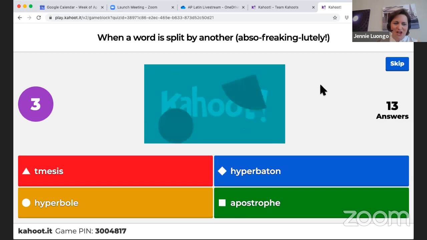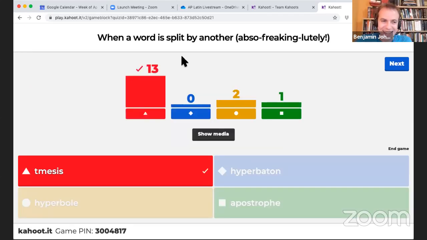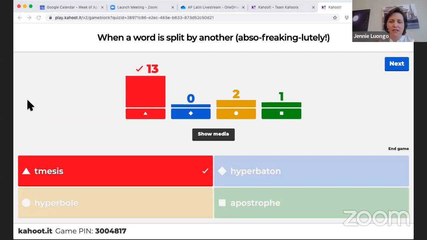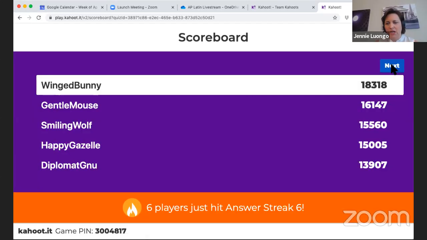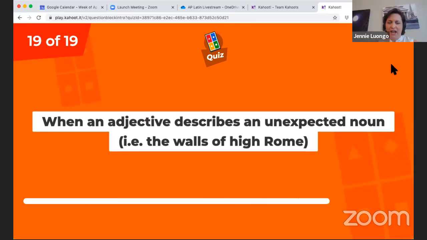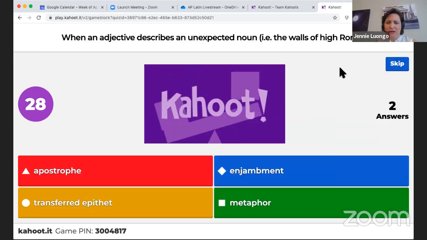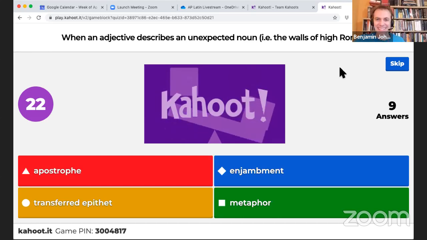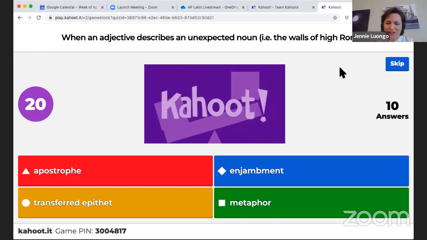All right, we're almost there. So which one is this? Okay, so it's tmesis when you split a word, which is Greek for cutting, right? Okay, last one. When an adjective describes an unexpected noun, as in the walls of high Rome. Is it apostrophe, transferred epithet, enjambment, or metaphor?